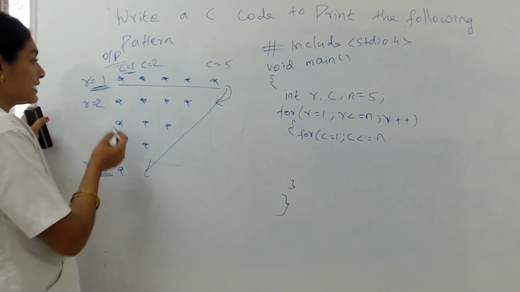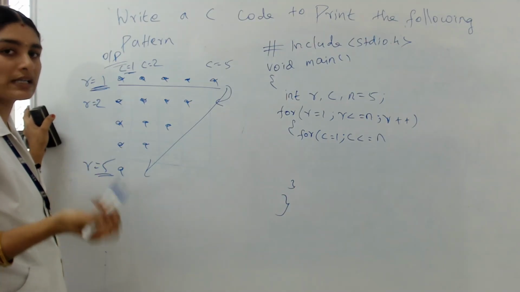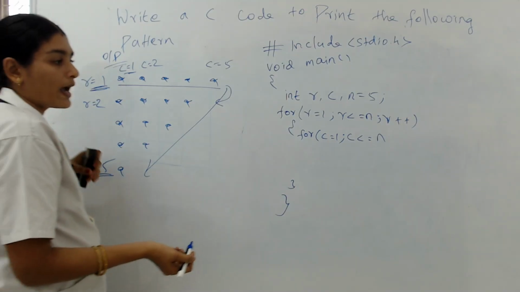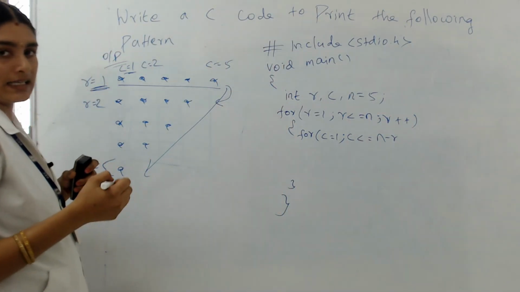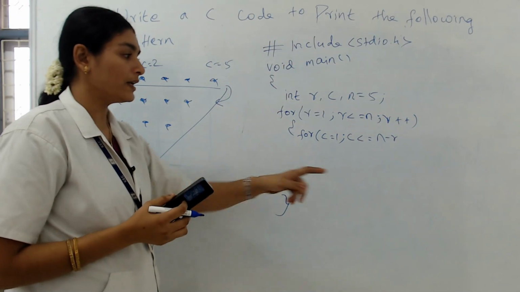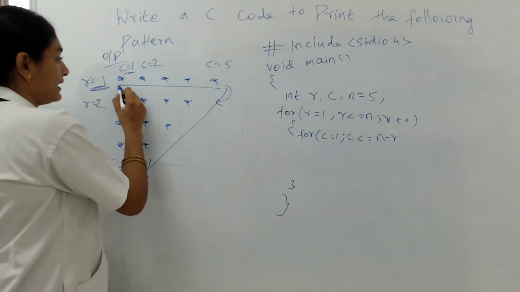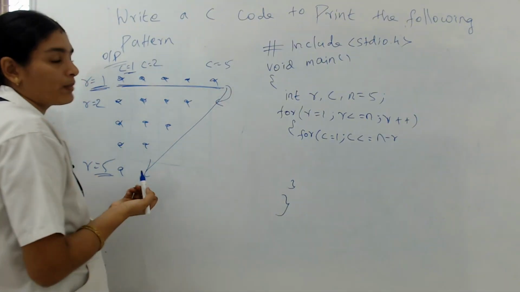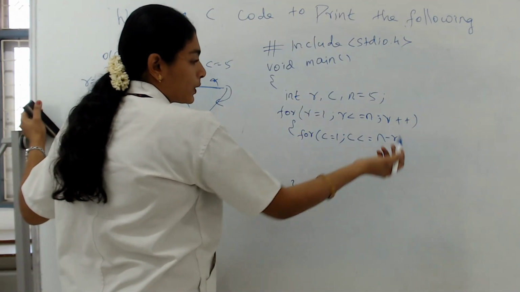Okay. It means that if the row count increases, the star count gets reduced. Column count gets reduced. Okay. So I can write my condition as n minus r. Yes. C less than or equal to n minus r. Why am I writing it as n minus r? Because initially I have 5 stars in my output. So I take C less than or equal to n.